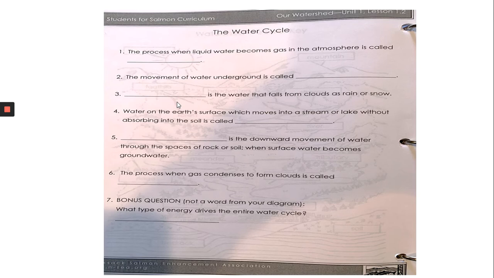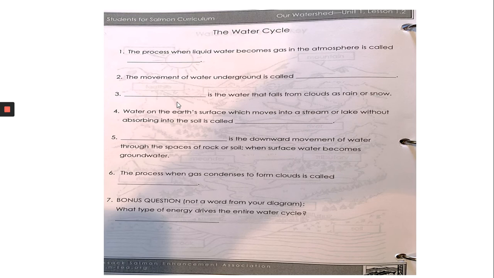Number 2, the movement of water underground is called groundwater. And remember, that's the top layer of water. Number 3, precipitation is the water that falls from clouds as rain or snow. And we have a lot of precipitation in Washington State. Number 4, water on the Earth's surface, which moves into a stream or lake without absorbing into the soil, is called runoff.